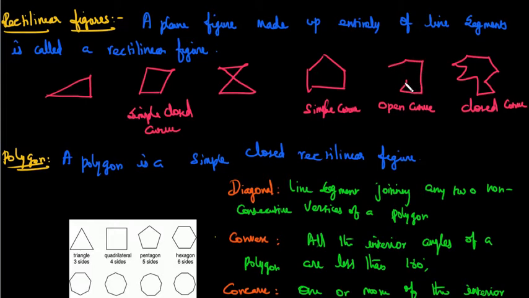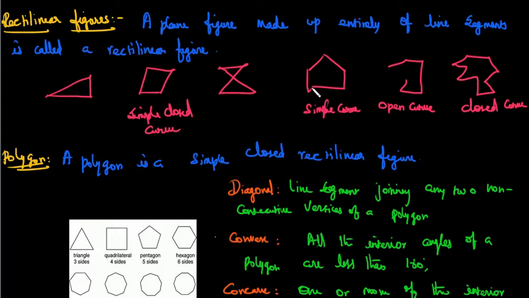It does not look like a line segment, but it is a line segment. So even this one is also a rectilinear figure, entirely made up of line segments. So you can say that a rectilinear figure can be closed or open. This is an open curve because the starting point does not match the end point. It does not coincide. This is a closed curve because the starting point connects to the end point.